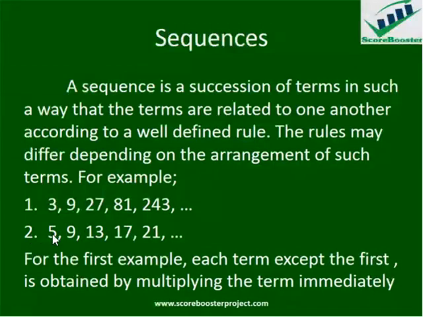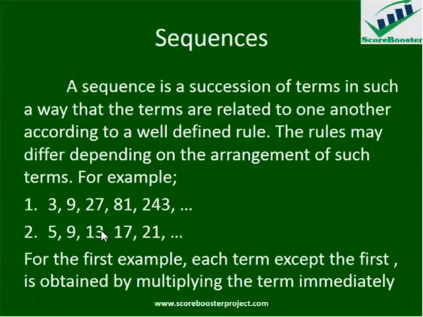The next sequence, 5, 9, 13, 17, 21. Here, 5 is the first term. So to get the second term, you add 4 to 5, you get 9. To get the third term, you add 4 to 9 to get 13.